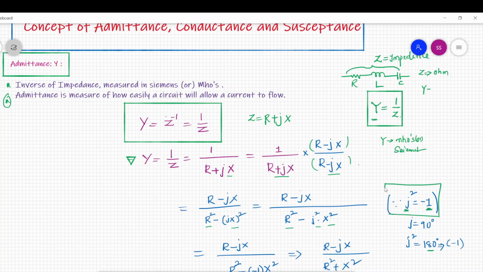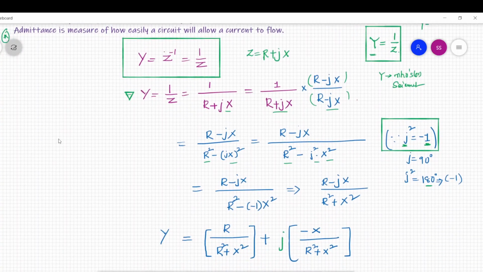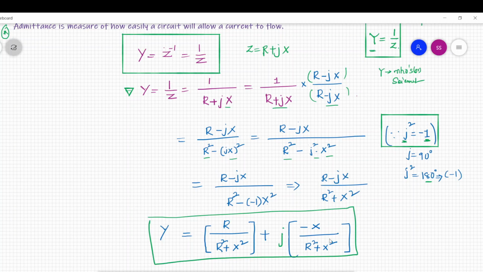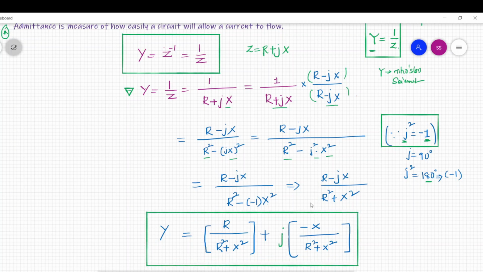This is very crucial, very important. J will add a 90 degree phase shift in the anti-clockwise direction, but j square gives an out of phase direction, so j square can be replaced with minus 1. Now that will be R minus jX by R square minus of minus 1 into X square. If you simplify this, Y will come up like R by R square plus X square plus j into minus X by R square plus X square. This is your Y, called admittance. Units are Siemens or mhos.